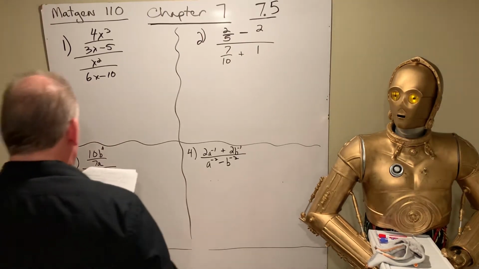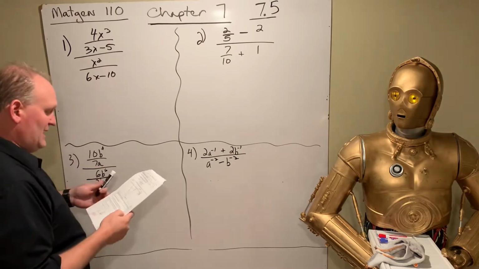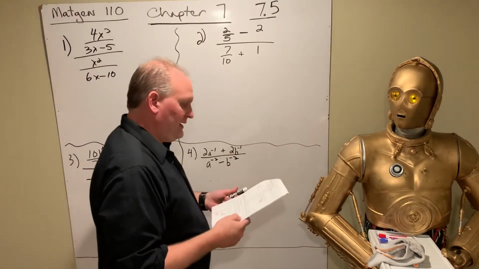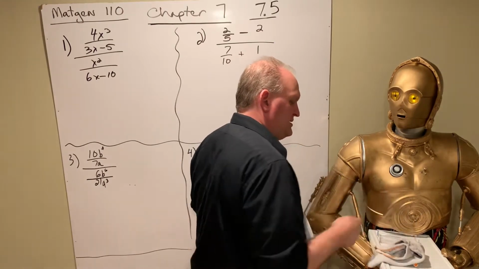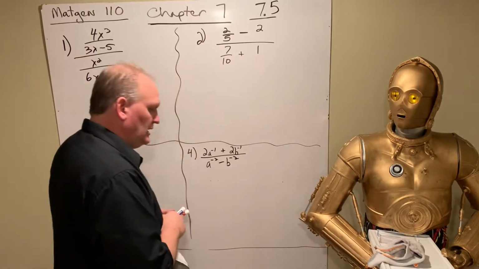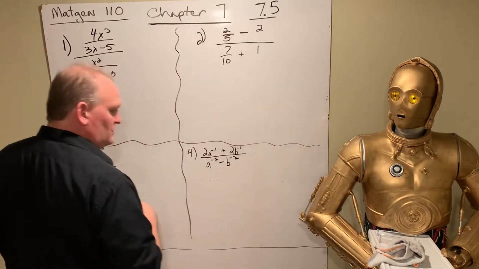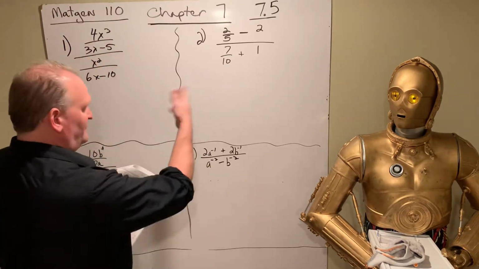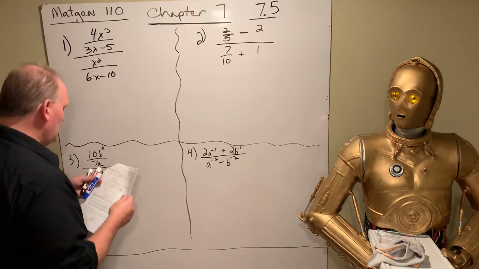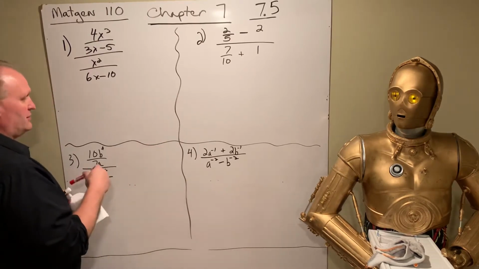We're looking at chapter 7, this is 7.5. So we're simplifying what they call complex fractions. A lot of times we'll refer to these in math as compound fractions. Complex is usually reserved for imaginary numbers in math, not fractions over fractions. So I'm going to show you two methods to do them.